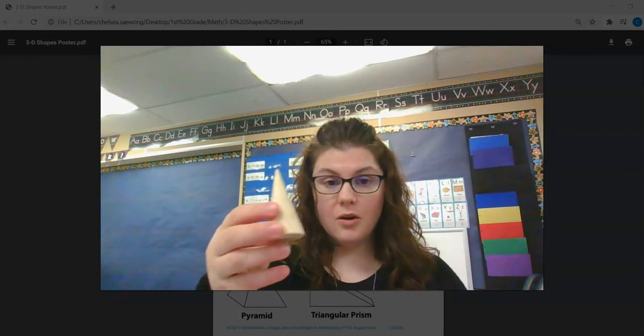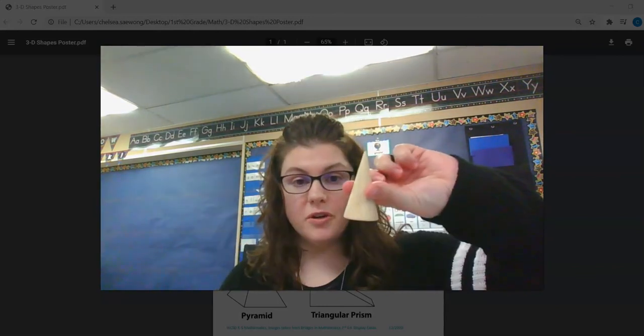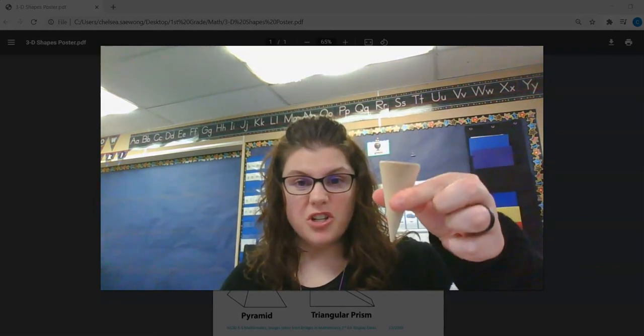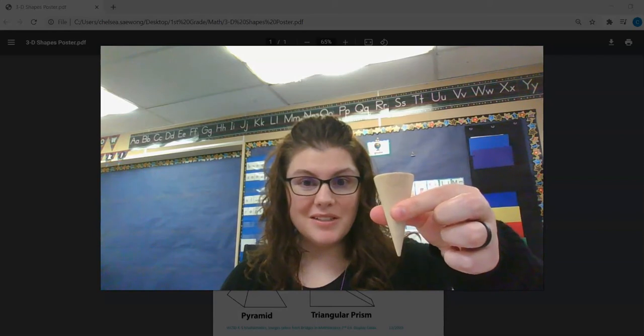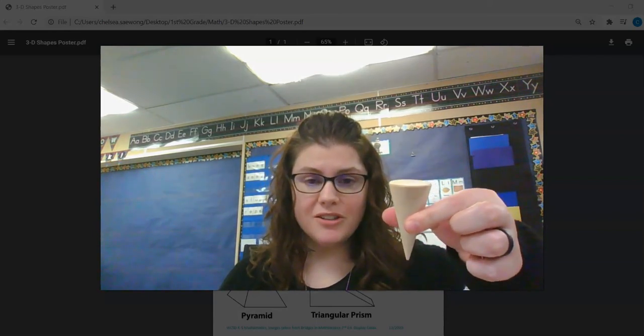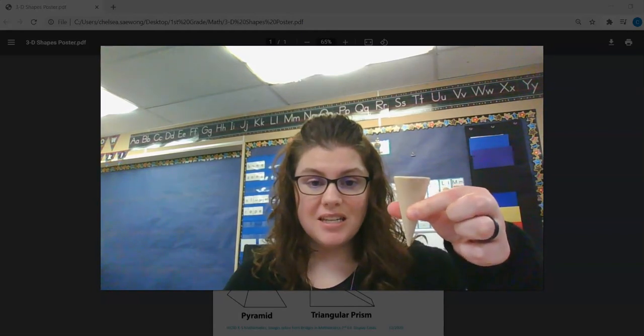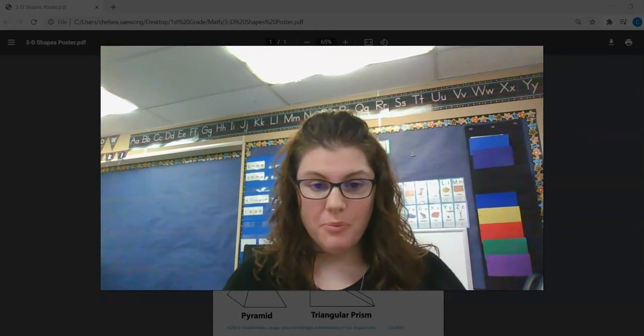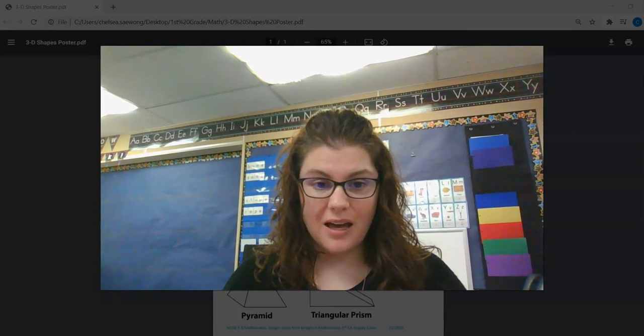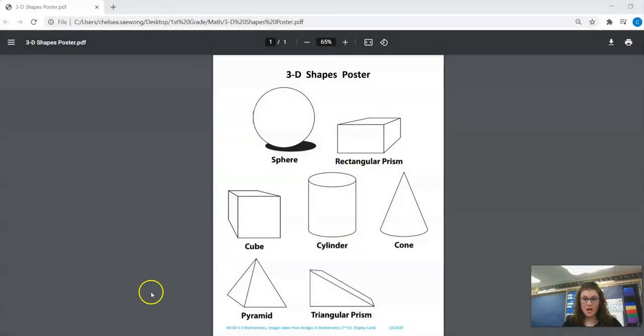And lastly, we have a cone. So you can hold it this way, or what does it look like if we turn it upside down? What does that look like? You're right, it looks like an ice cream cone because a cone is a 3D shape. Let's look at a poster together to give us a better idea what 3D shapes we're going to be talking about. So this is our 3D shapes poster that will be in our virtual classroom for you to go back and look at if you need any help.